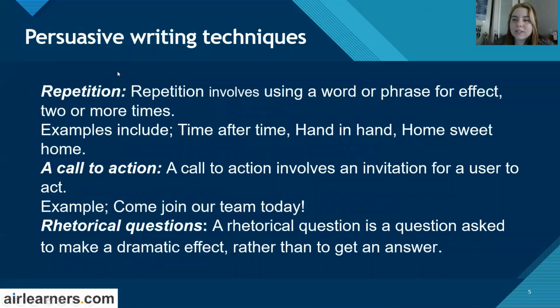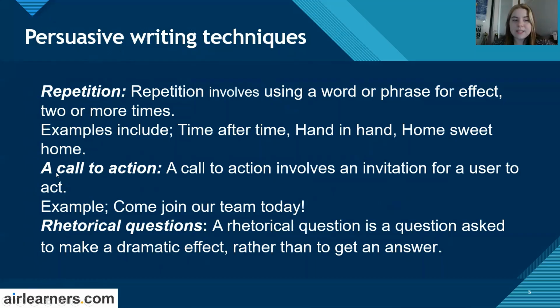Now let's go into some persuasive writing techniques. We've first got repetition. Repetition involves using a word or a phrase for effect 2 or more times. An example includes time after time, hand in hand, home sweet home.